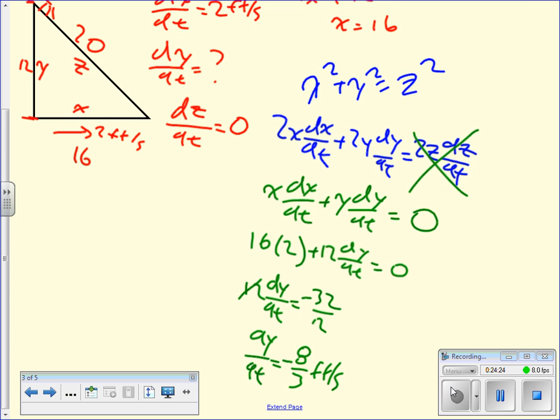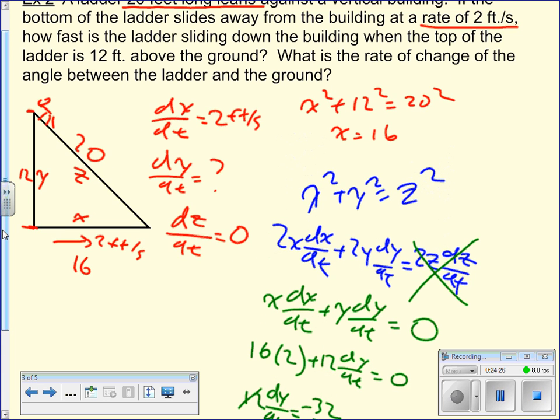Okay, are we done with the question? No. Oh my God, it asked for another thing. What is the rate of change of the angle between the ladder and the ground? What is d theta/dt? It's negative 8/3 feet per second. Okay.